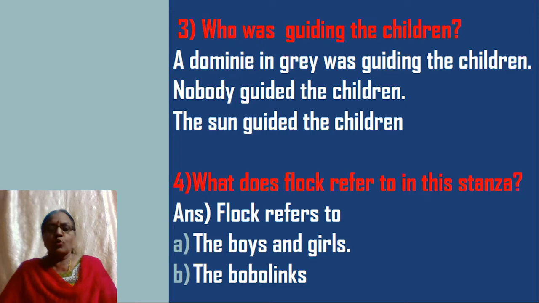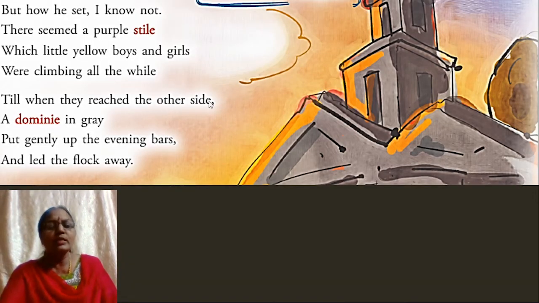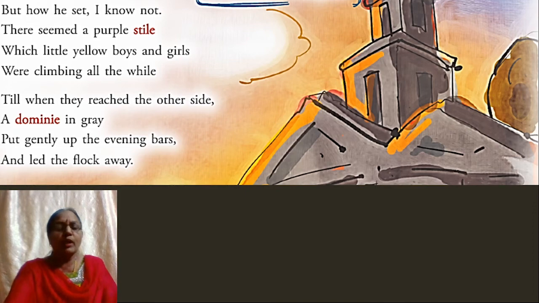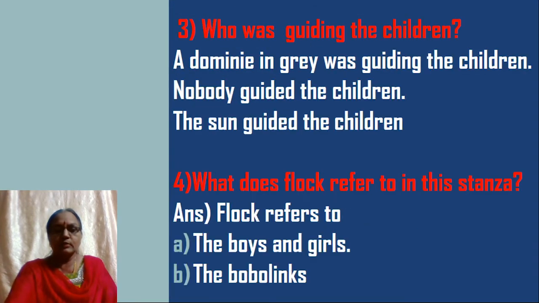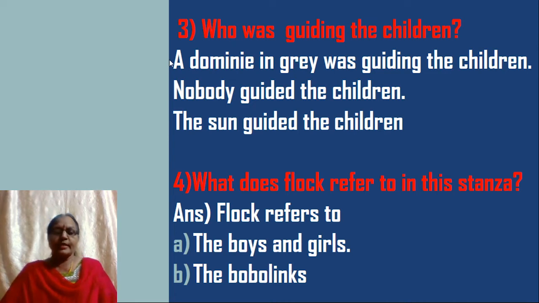Now, third one. Who was guiding the children? Let's go back again. Till when they reached the other side, a dominie in grey put gently up the evening bars and led the flock away. So who was leading the children? A dominie in grey. The options are: a dominie in grey was guiding the children, nobody guided the children, or the sun guided the children. Which is the right answer, children? Yes, a dominie in grey was guiding the children, so click on that. Is that clear, children? Next one.